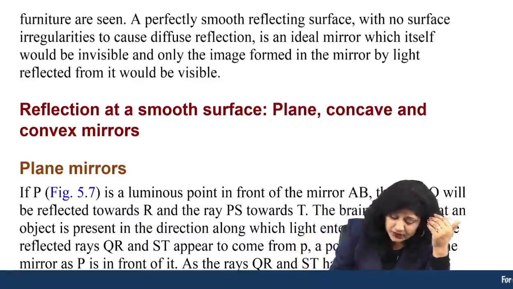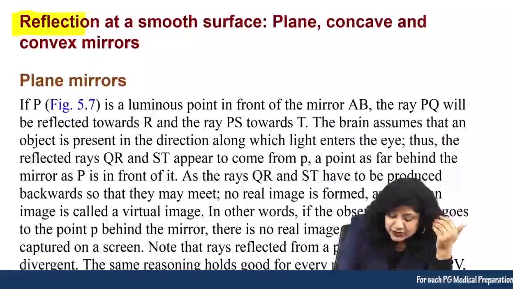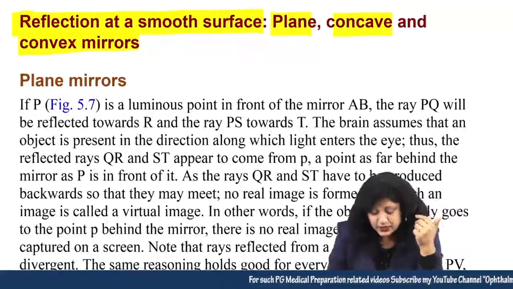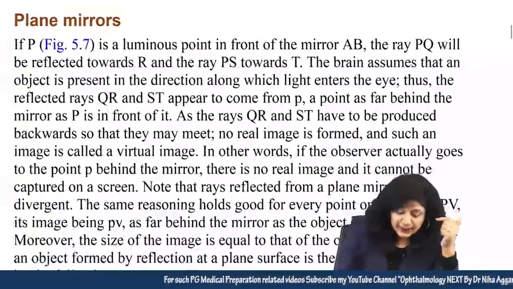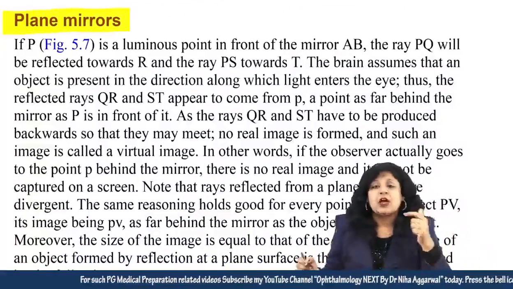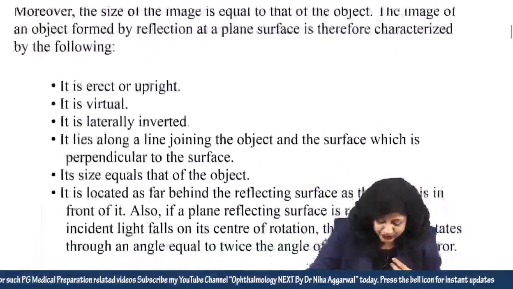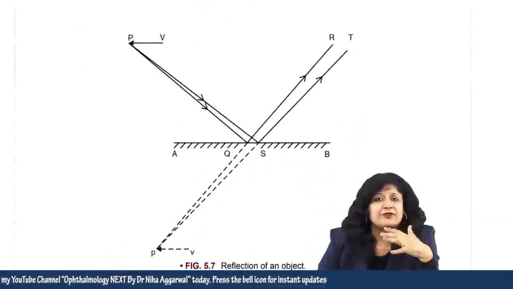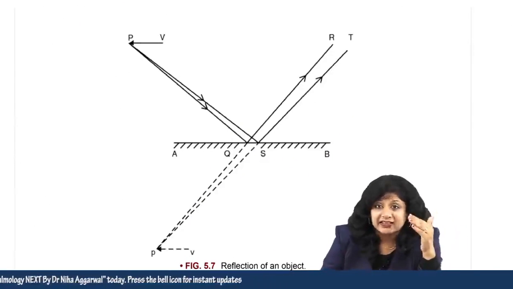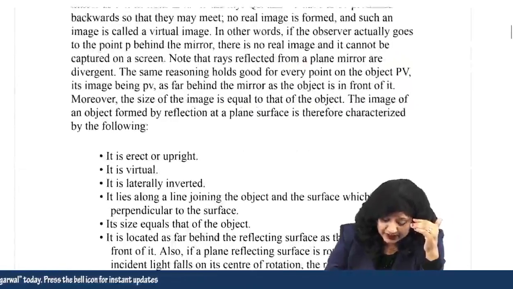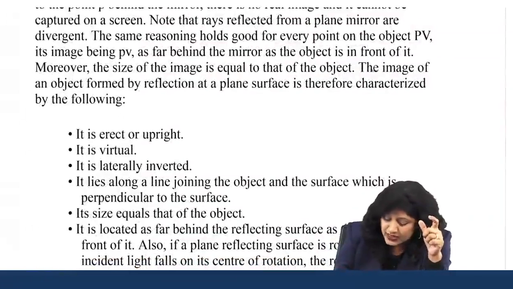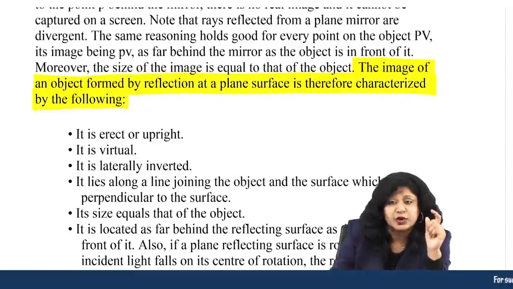Now we are going to consider reflection at a smooth surface: the plane surface, the concave surface and the convex mirrors. First let us consider plane mirrors. In plane mirrors they have tried to explain the full ray diagram. If you are able to understand it, it's okay, but more important for you is to go with the conclusion. The image of an object formed by reflection on a plane surface has the following properties.